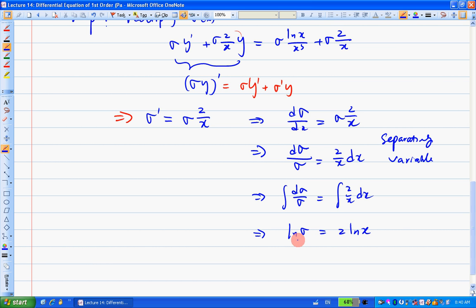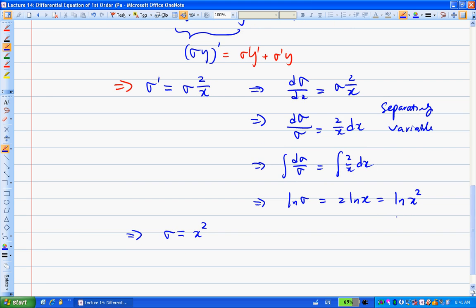So then solve for sigma. What's sigma here? Sigma equal to x squared. So this side here is equal to ln x squared. Then you take the exponential of both sides, and you get sigma equal to x squared. Any questions? Get all the details, all the steps. There are little details sometimes, so get all the details clear.